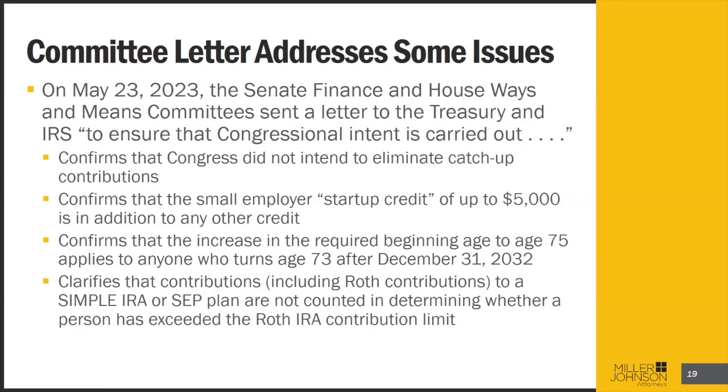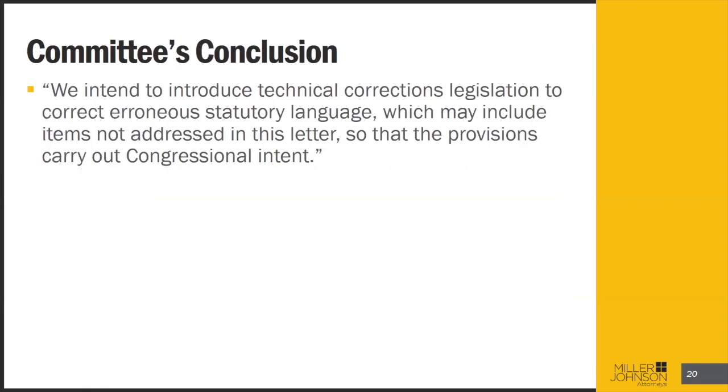It also clarifies that part of Secure 2.0 allows plan sponsors to include a Roth IRA component within a simple IRA plan. And there was some confusion about whether the contributions to that simple IRA would count against someone's Roth IRA contribution limit. And this letter says, no, it does not. So you're not penalized; your participation in a simple IRA is not going to affect your participation in your own separate individual Roth IRA contribution.